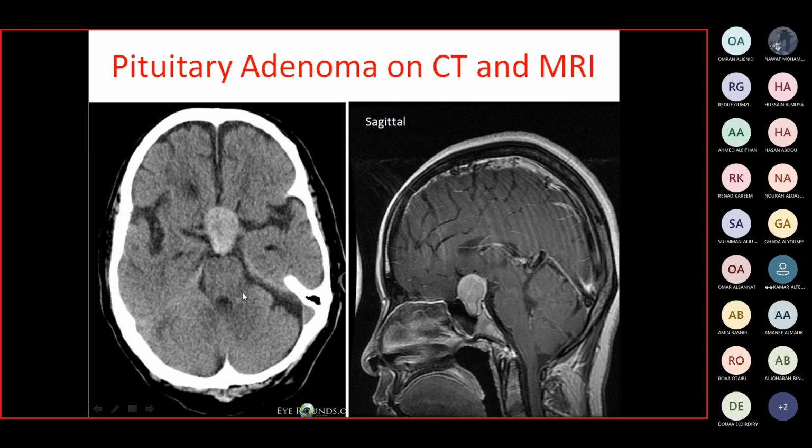And what is this imaging modality? CT scan, because it is dense. Yes, this is a CT scan. CT is usually axial unless we do reconstruction into coronal or sagittal. Also, you can see this lesion in the area of the pituitary gland in this CT.